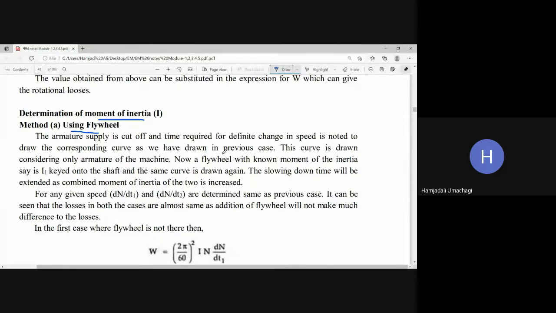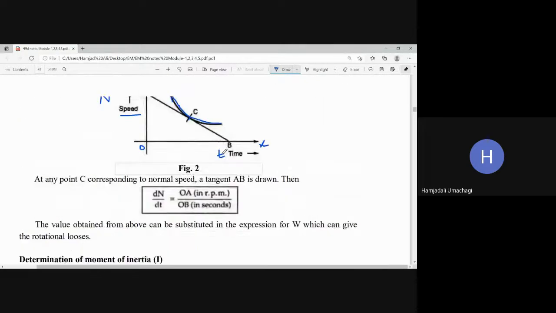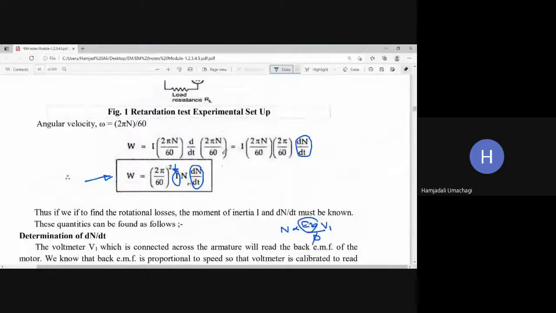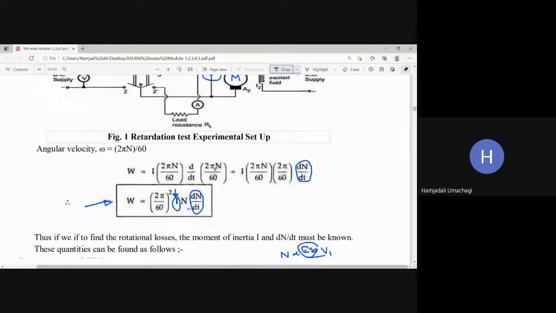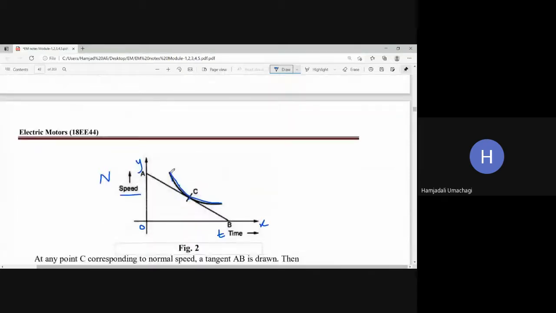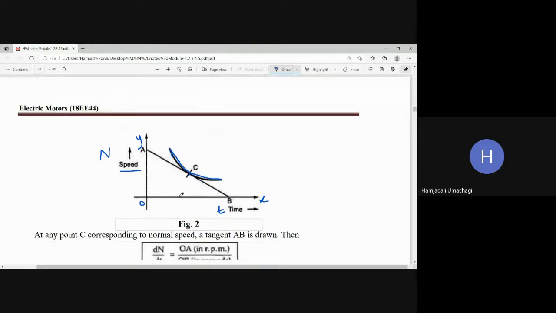Here, without connecting any flywheel, first we are going to suddenly disconnect the power supply to the motor or to the armature, and then the motor will start to slow down. That decrease in speed can be easily noted down with the help of this voltmeter V1 and the stopwatch, that is the timer. Then we are going to plot the graph, noting the time, like we have seen in the previous case. So this is the usual method.